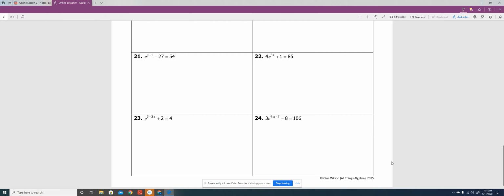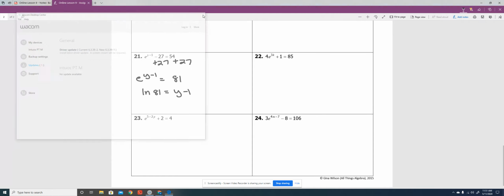Let's look at 21. So the first thing I need to do with 21 is move this 27 over to the other side. I need to isolate my exponential. And I'm going to get that e to the y minus 1 power is equal to 81. So then I rewrite this as a log, and I get that the natural log of 81 is equal to y minus 1.